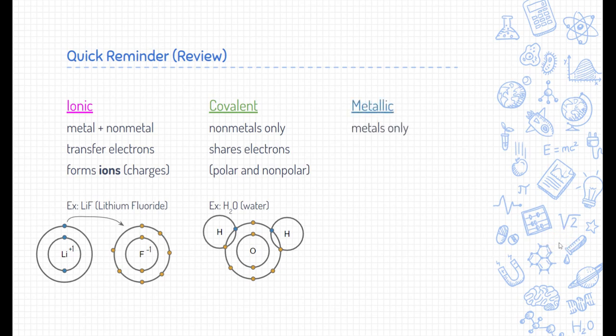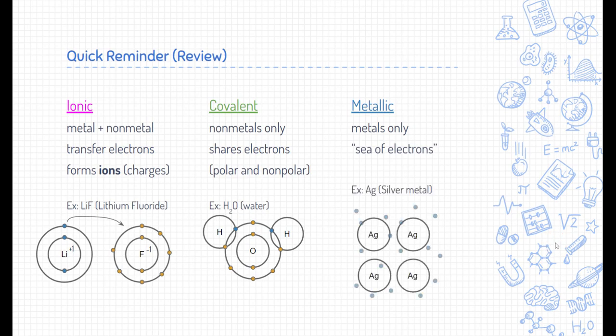The last is metallic bonds. Metallics are metals only, and they form bonds by having a sea of electrons, kind of like you see here with silver.